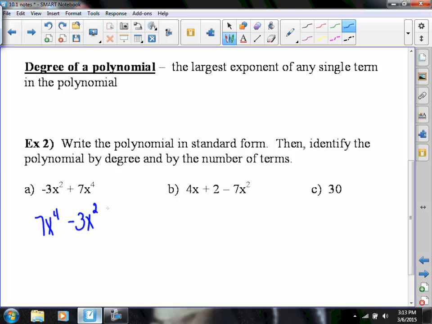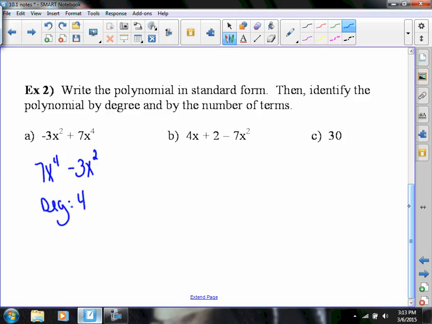Now that polynomial is in descending order. The degree is the biggest exponent, so that's a degree of 4. And then it only has 2 terms, so this would be a binomial.